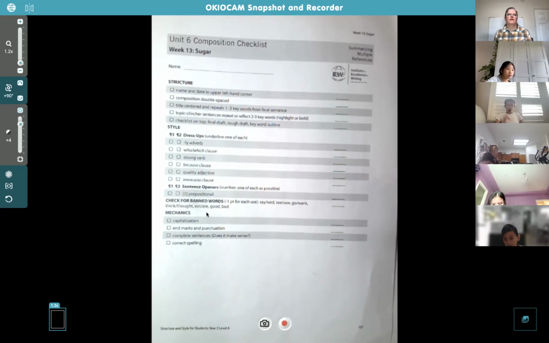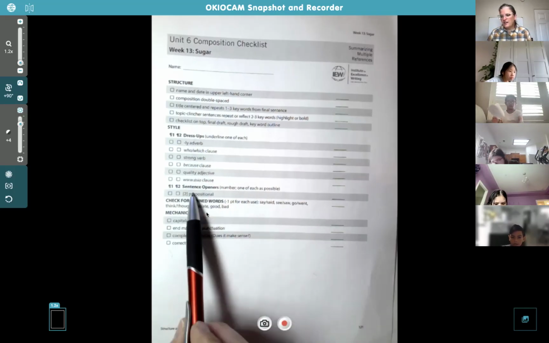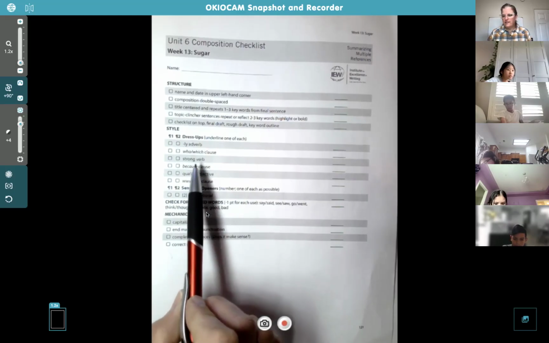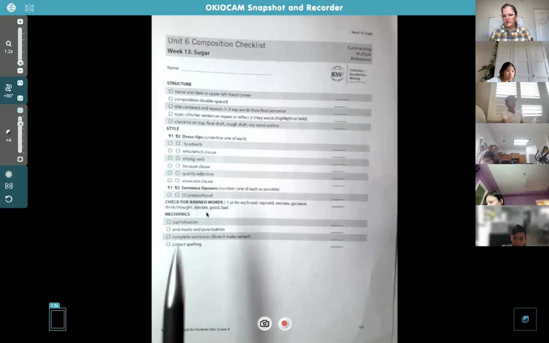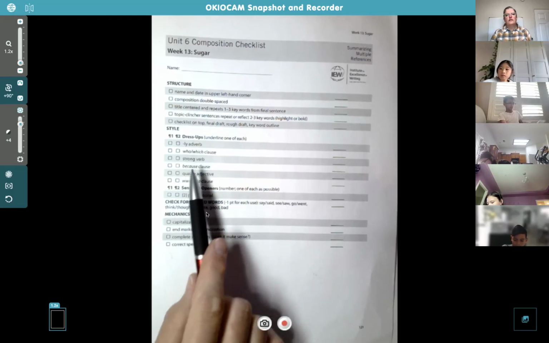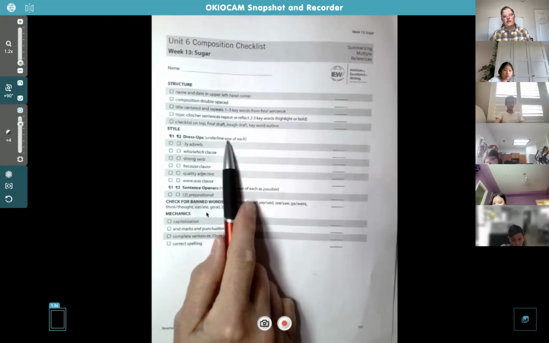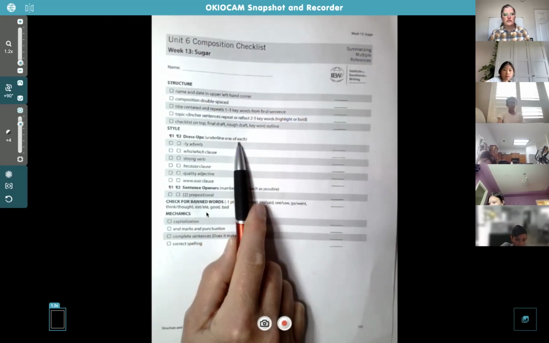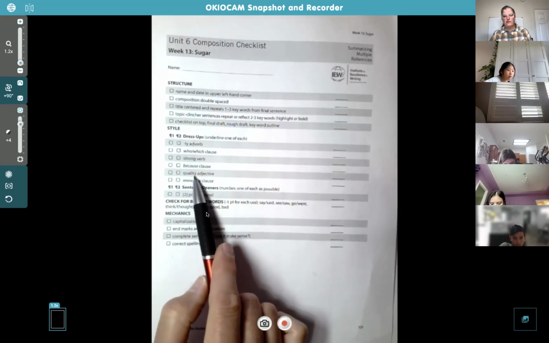Could be something like fantastic sugar, or something like that. I don't know. So you could think of something as you're writing. And then go down here to your dress ups. They're all here. 1, 2, 3, 4, 5, 6. So make sure that you underline, it says underline 1 of each. If you have 2 ly words, that's okay, but make sure you only underline 1 in each paragraph.